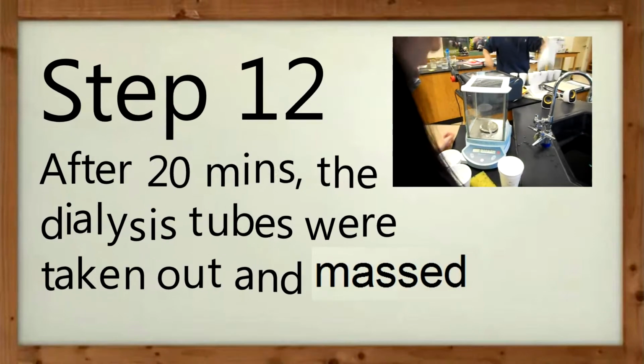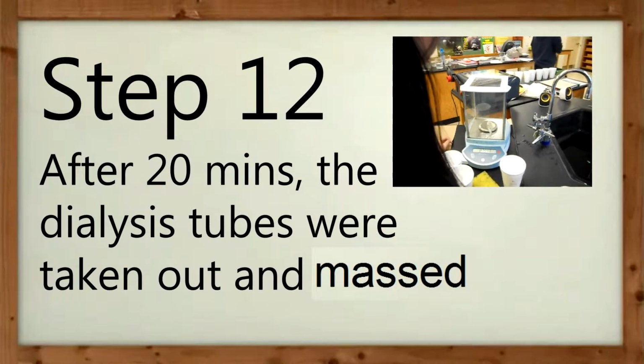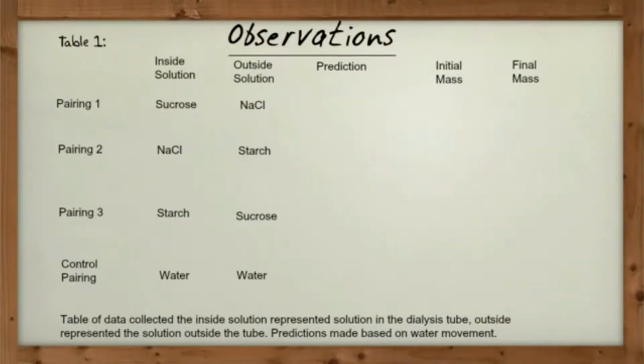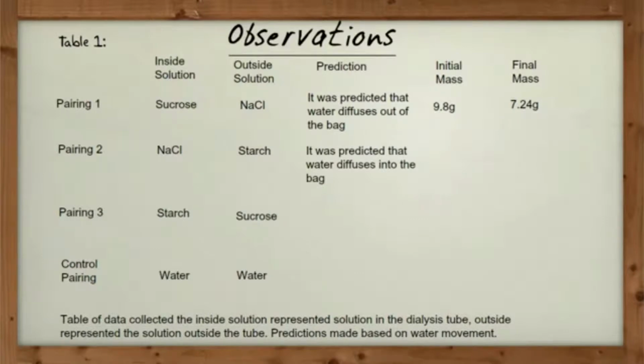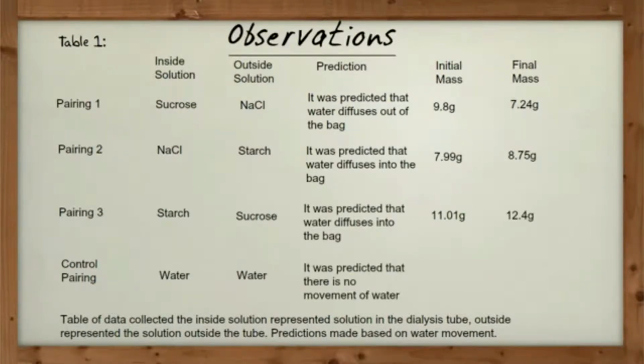Step 12. After 20 minutes, each tube was taken out, measured, and recorded as the final mass using an electronic balance. Observations were recorded throughout the lab. Pairing 1, it was predicted that water diffused out of the bag. Pairing 2, it was predicted that water diffused into the bag. Pairing 3, it was predicted that water diffused into the bag. And pairing 4, it was predicted that there was no net movement of water.